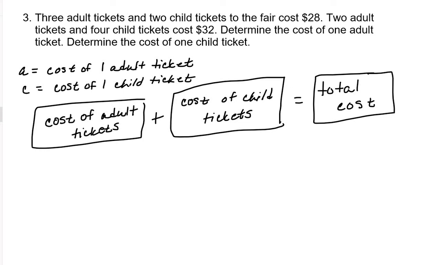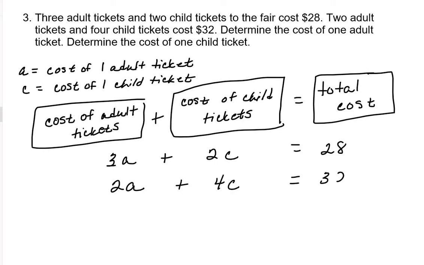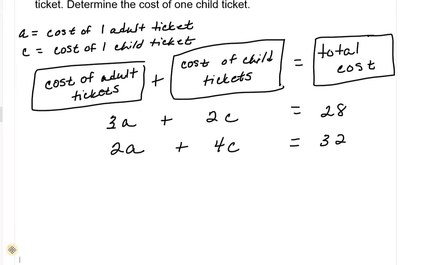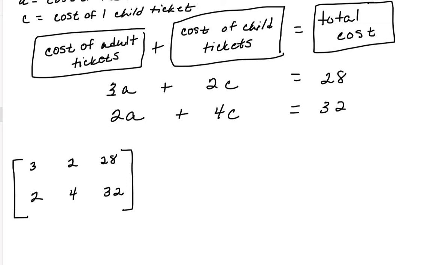All right, the first sentence says that 3 adult tickets and 2 child tickets cost $28. So 3 adults and 2 child tickets are going to cost $28. My second sentence says 2 adults and 4 child tickets cost $32. So those are the 2 equations that I'm going to use to set up my matrix. Okay, so I put that matrix into my calculator and solve.